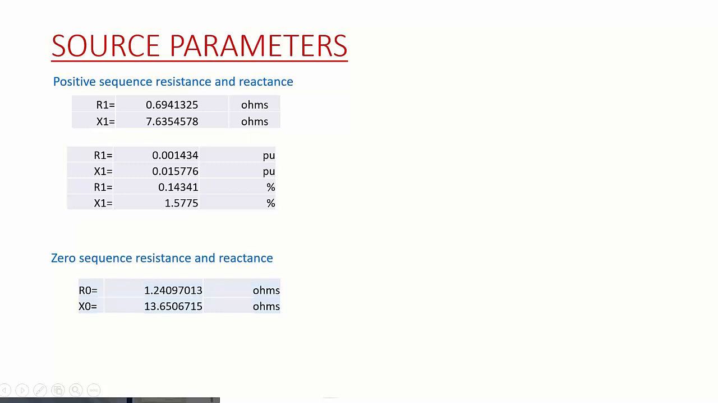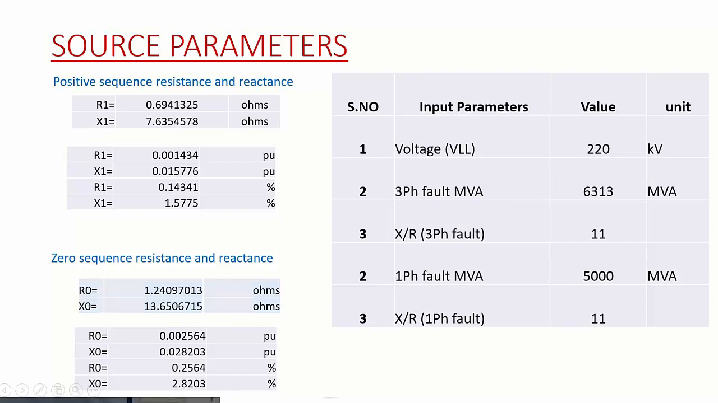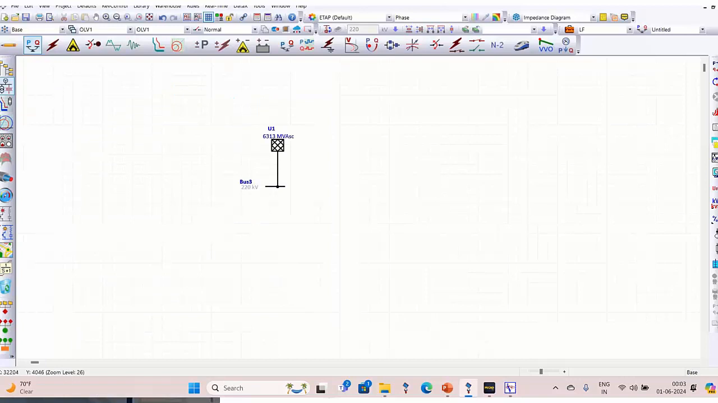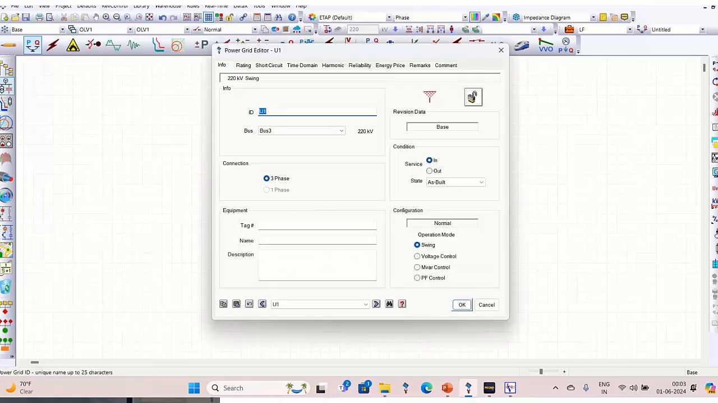So we already computed this value, and by considering base kV and base MVA, convert this ohms into per unit, you may find these values. And for these parameters, we have computed these values. Let me straight away go to ETAP. Let us model the source and cross verify the result.